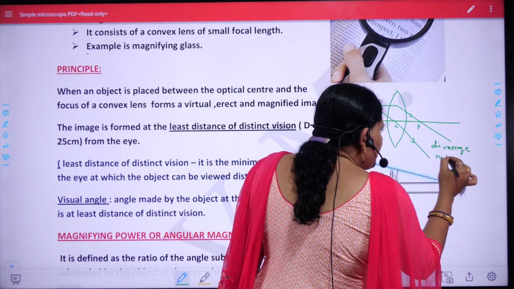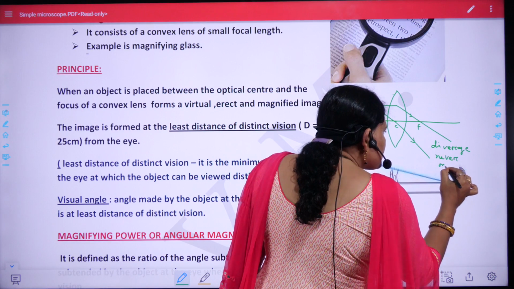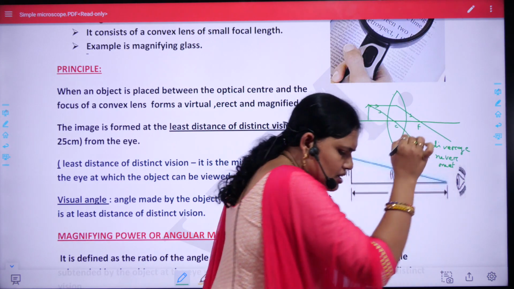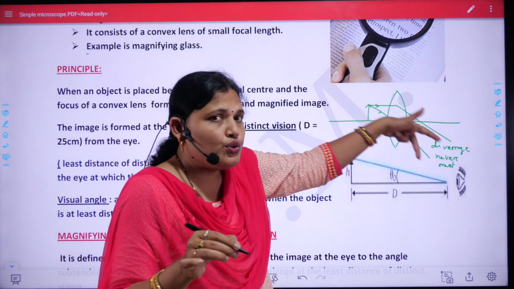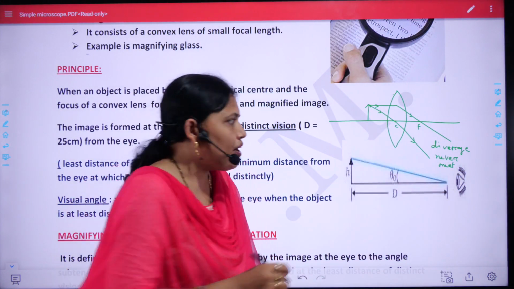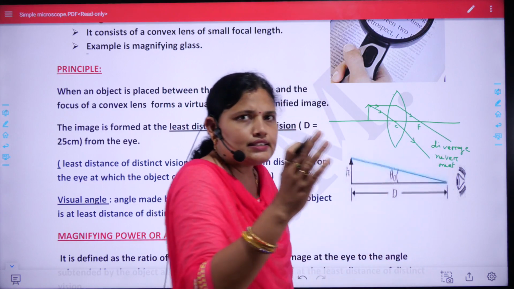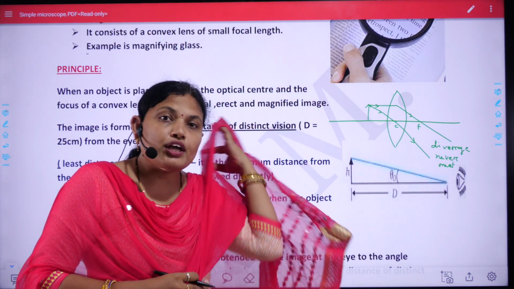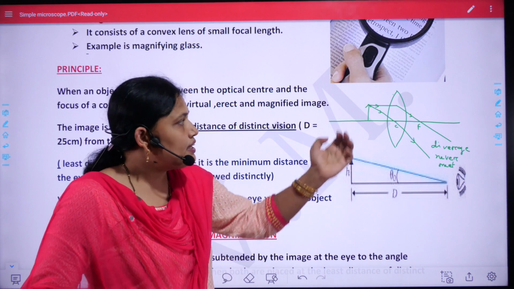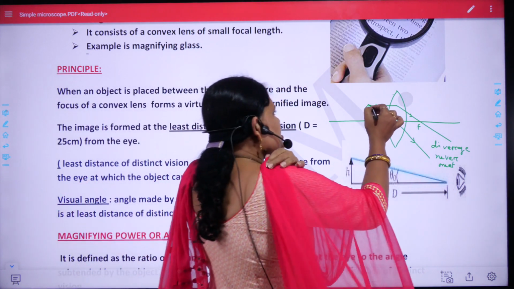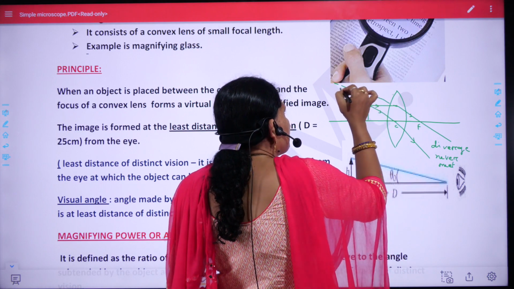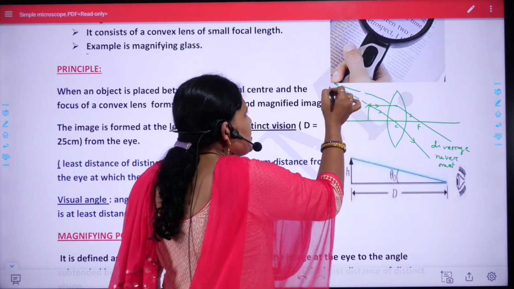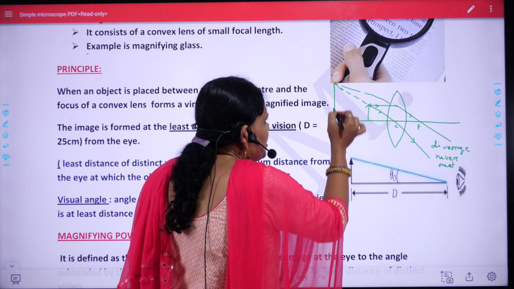Diverge means they will never meet. While studying refraction and image formation, we have already studied that the image is formed where two refracted rays meet at a point. Here these two refracted rays are not meeting at a point. Then what do we have to do? We have to produce them in the backward direction. Suppose these two are meeting at this point. Then this is the position of the image formed.